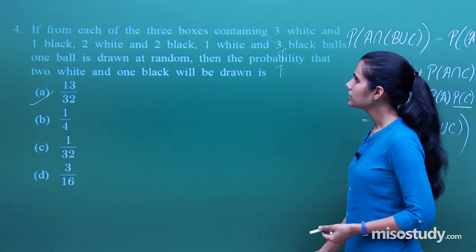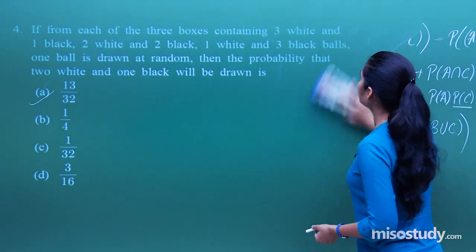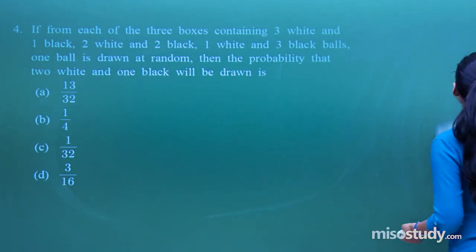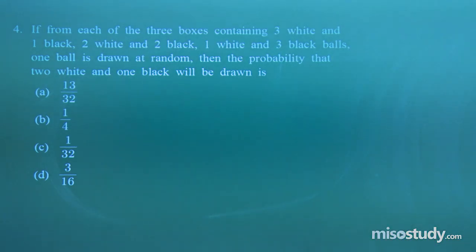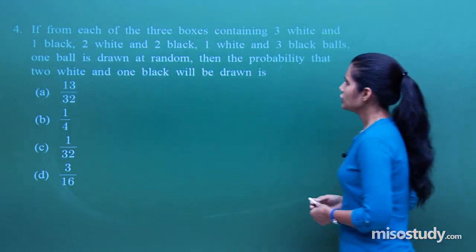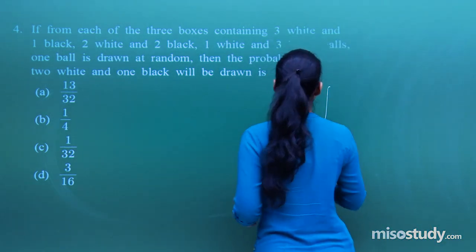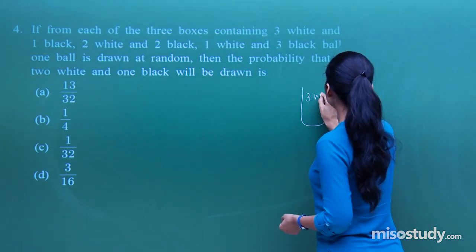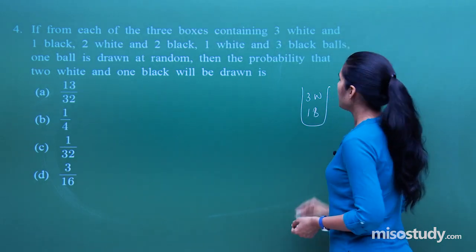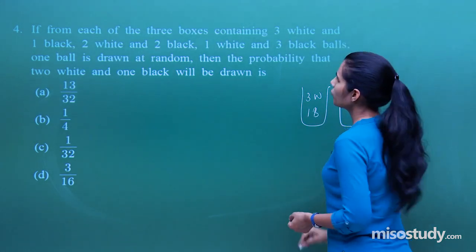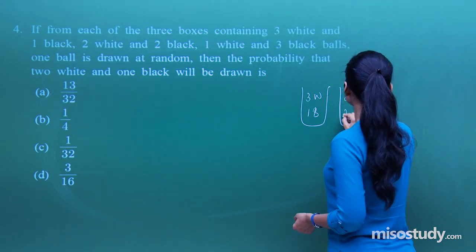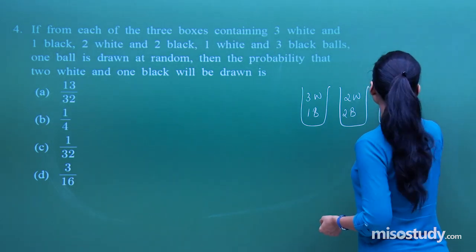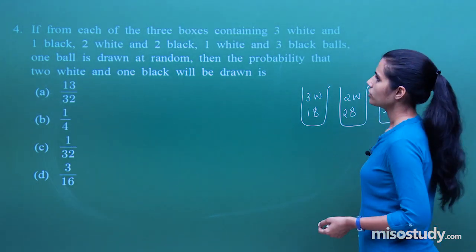Next question, let's see, is what if from each of the three boxes containing 3 white, 1 black. Okay, so let's just take a note of this, that boxes are containing which balls of which colors and how many. So I have one box which contains 3 white and 1 black. Then there is another box which contains 2 white and 2 black. And then there is another box which contains 1 white and 3 black balls.